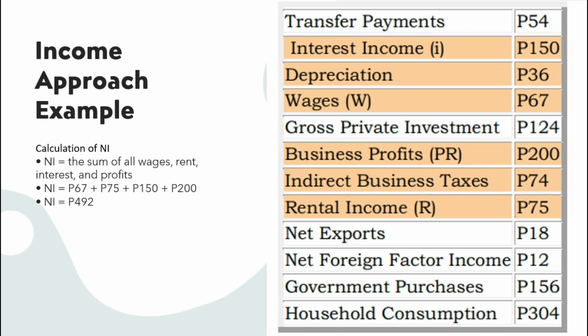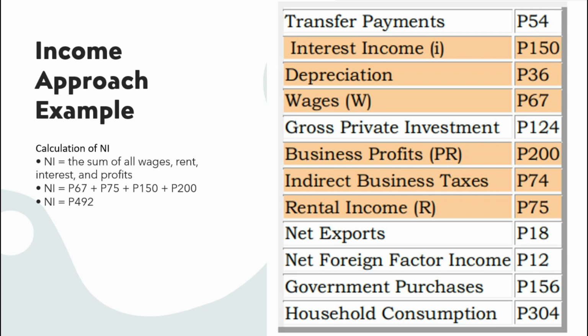So, how do we calculate the national income? Again, we have to sum up all the wages, the rent, interest, and profit. So, where are the wages here? We can see the wages here, under the depreciation, 67 pesos. Then we look for the rent in the problem. Yes, we have rent, the rental income, 75 pesos. Then we look for the interest.